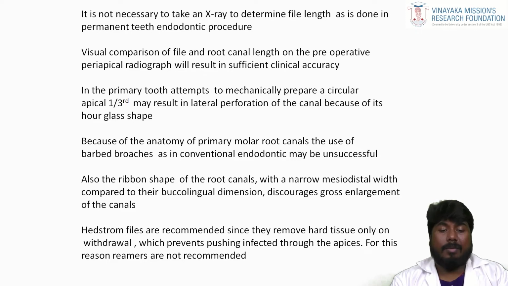Because of the anatomy of the primary root canal, the use of a barbed broach as in conventional endodontics may be unsuccessful. Also, the ribbon shape of the root canals, with a narrow mesiodistal width compared to their buccolingual dimension, discourages a gross enlargement of the canals. Hedstrom files are recommended since they remove hard tissue only on withdrawal, which prevents pushing infection through the apex. For this reason, reamers are not recommended.